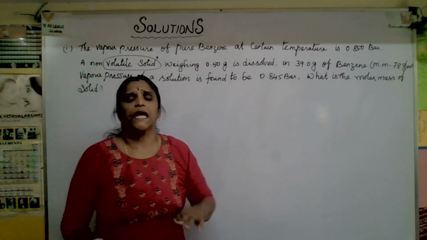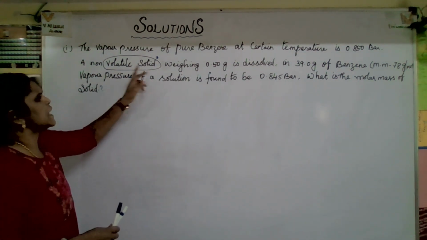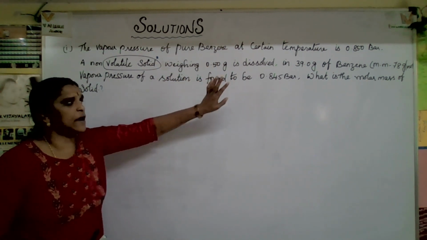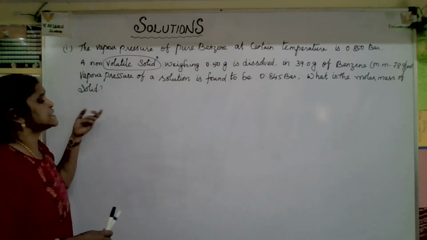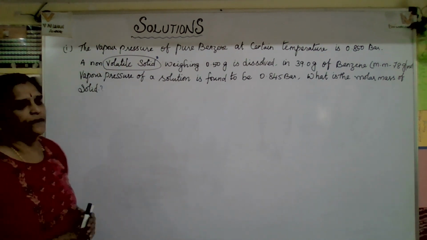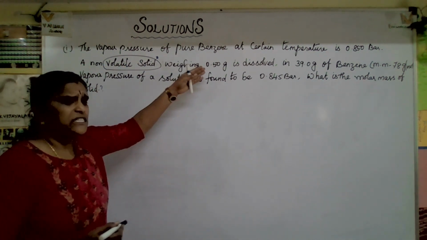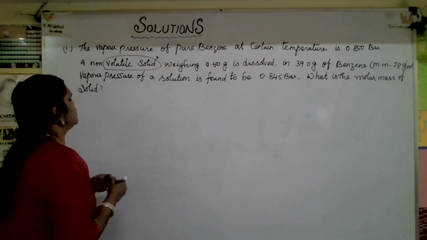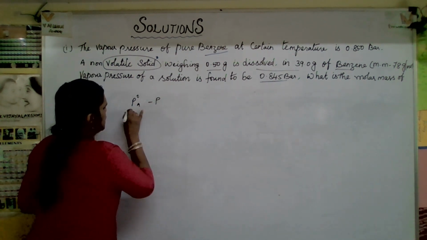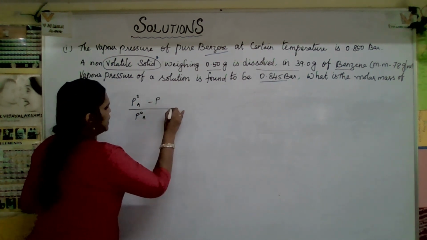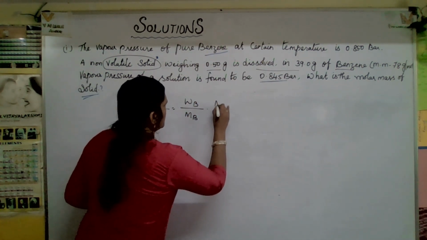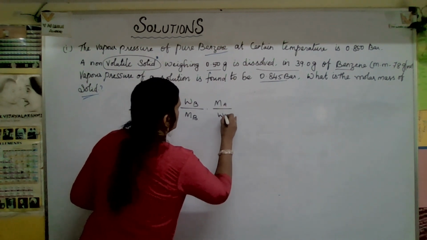They asked a direct question: a non-volatile solid weighing 0.50 gram is dissolved in benzene, and they are asking what is the molar mass of that non-volatile solid. Come on, let us go. What formula do we use here? We should use this formula: (P naught A minus P) divided by P naught A equals WB by MB into MA by WA.